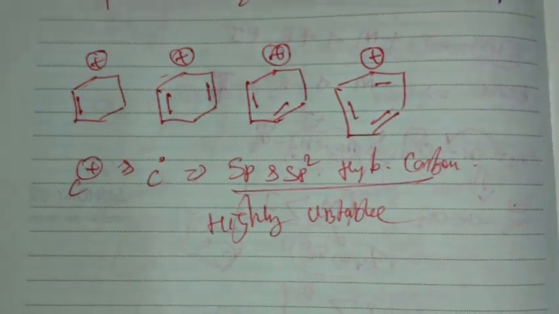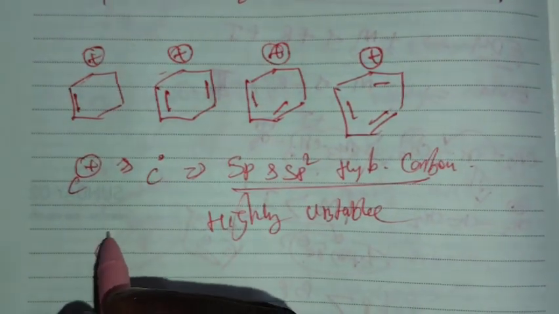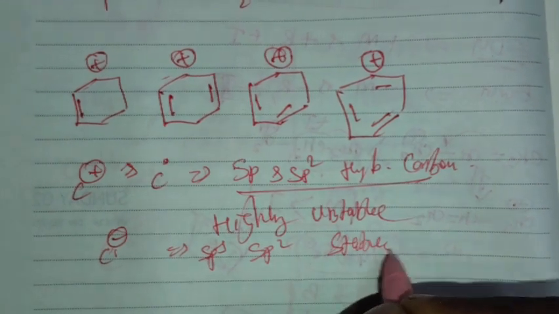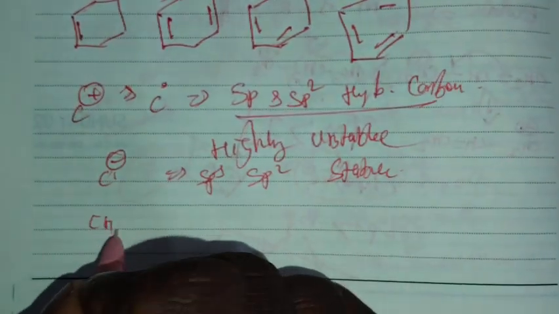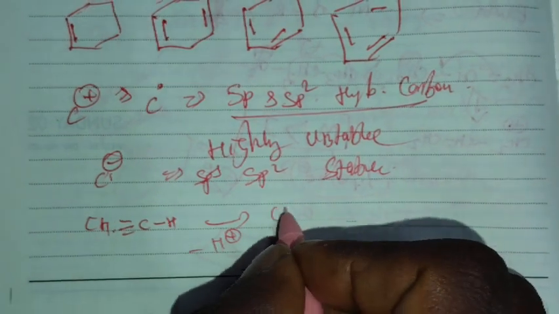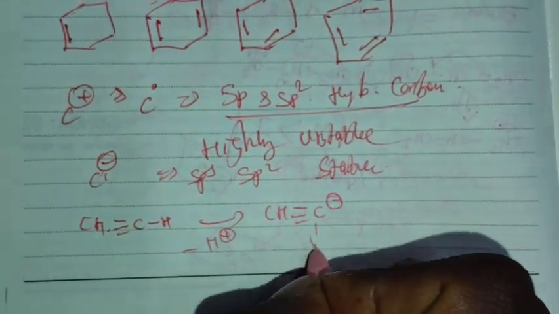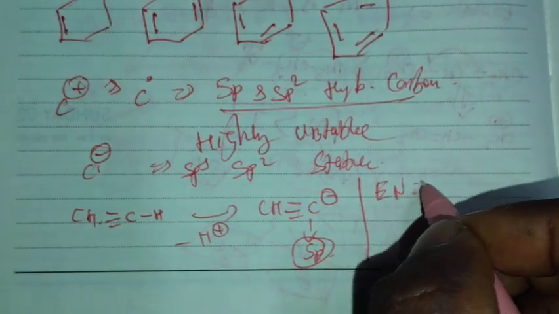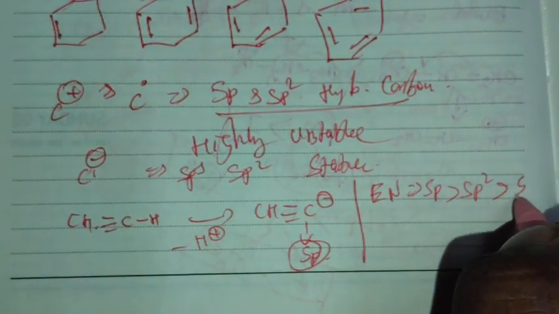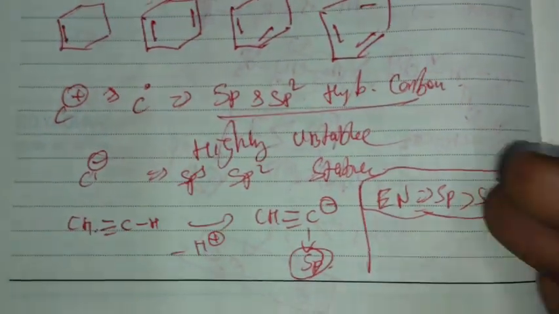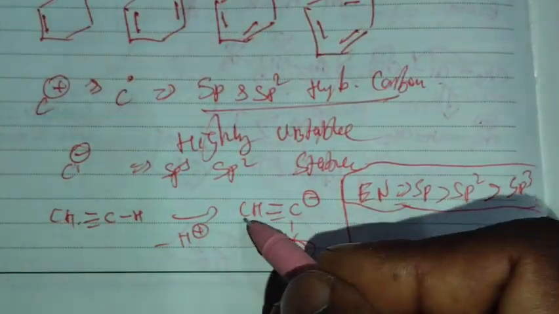In the other case, a carbanion on an sp or sp2 hybridized carbon is stable. For example, see CH triple bond CH. After H plus elimination we get CH triple bond C minus. Here this carbon has sp hybridization. The electronegativity of sp is greater than sp2, and very much lesser for sp3. So the electron cloud is stabilized through the attraction of electrons from the adjacent carbon, which is also sp hybridized.